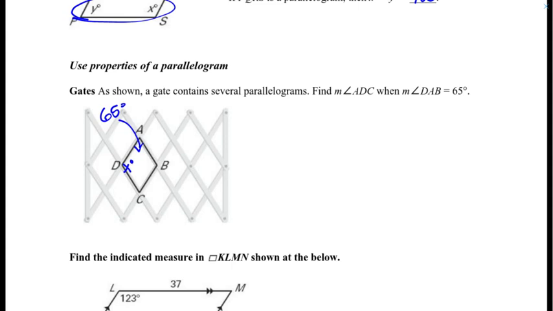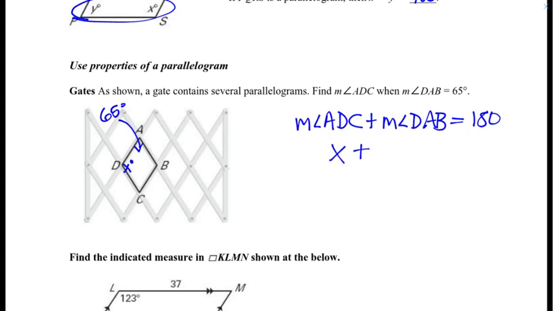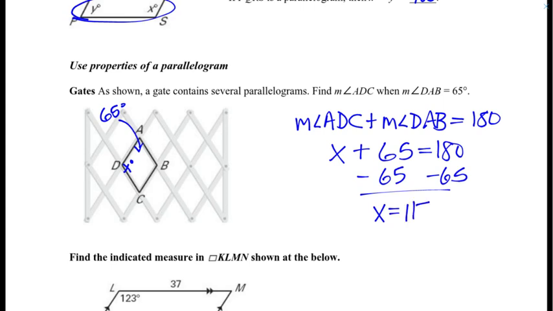So if we see that those are consecutive angles, we know that the measure of angle ADC and the measure of angle DAB are going to have to be supplementary. So when I add those two together, I should get a total of 180 degrees. Well, the measure of angle ADC is the one that we're looking for, and we're calling that X. Now we know the measure of angle DAB is 65, so we can substitute that in. And then we can just solve this for X, subtracting 65 on both sides, and coming up with an angle measure of 115 degrees.